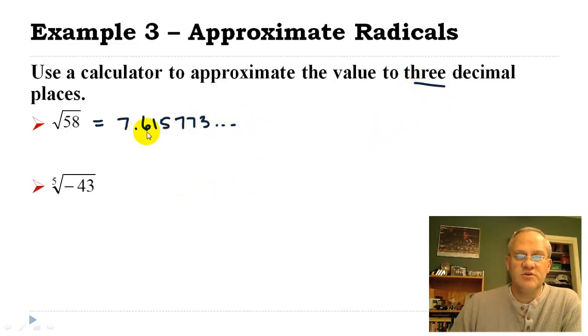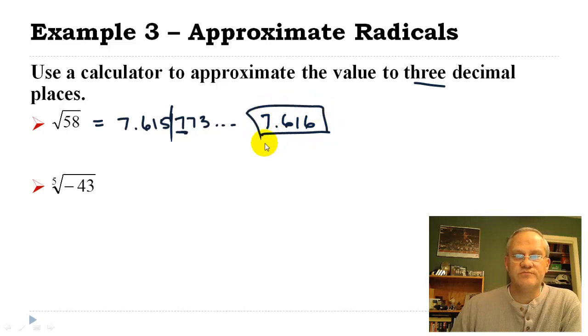But it says round it to 3 decimal places. So what are we going to do? We're going to go 1, 2, 3 decimal places. We're going to cut it off right there, which means the decimal place right past it is a 7, so that means this is going to round up, and it's going to be 7.616. Okay, remember how we round those.